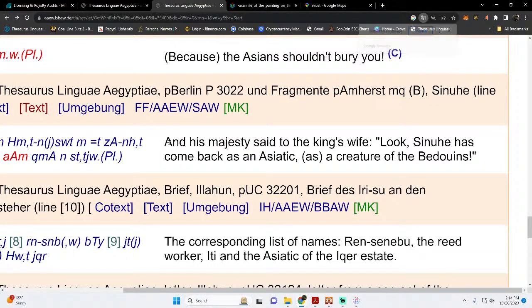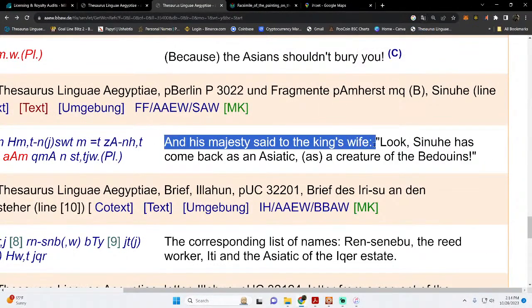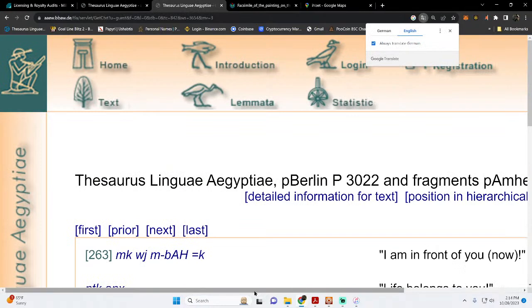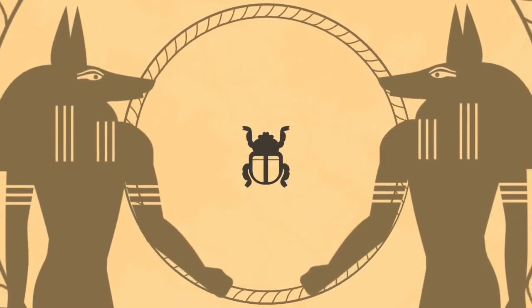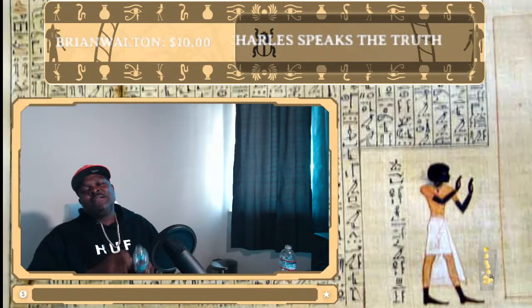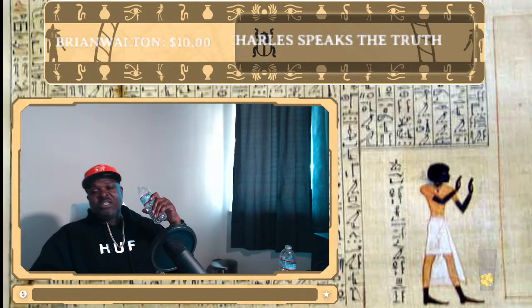I got time. And His Majesty said to the king's wife, I told you, this is the exact line I was looking for. This is the punchline, so I don't want him to read it for you. So guess what? Sinuhe left Egypt, right? I got to get in story mode, so we're going to do it like this. Sinuhe left Egypt, right? He was like, man, I don't even want to be an Egyptian no more.